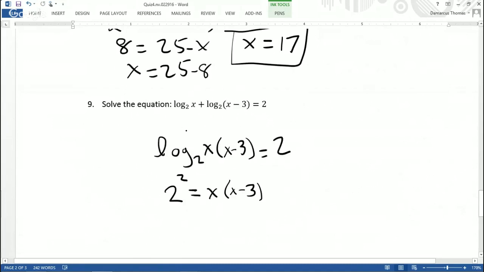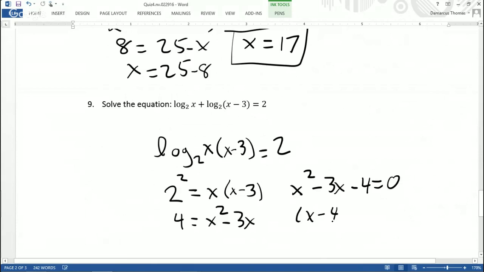Now, because this is a quadratic equation, I get x squared in there. I need to simplify this and set my quadratic equal to 0. And so all I got to do now is move my 4 over and then switch it around. So I get x squared minus 3x minus 4 is equal to 0. x minus 4 and x plus 1 equals 0. And then my two answers are x equals 4 and x equals negative 1.